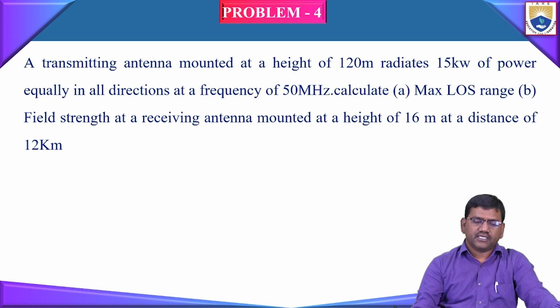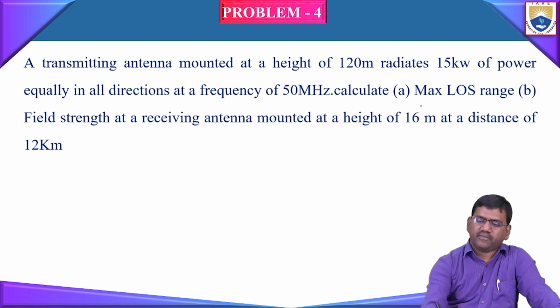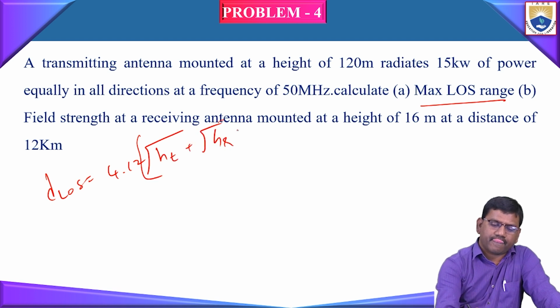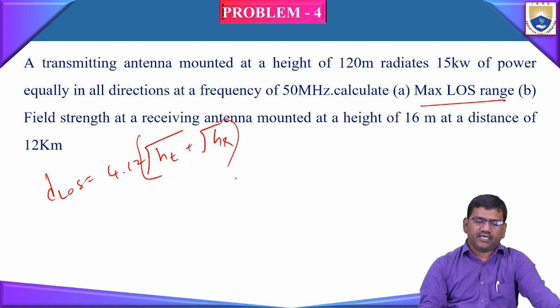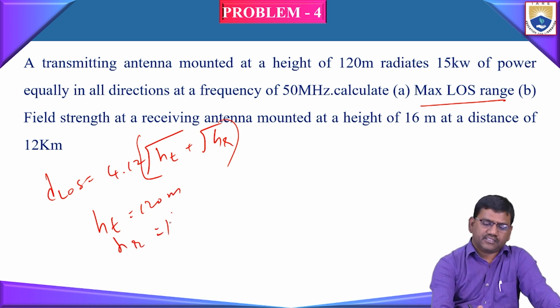We will come to the last problem, that is a transmitting antenna mounted at a height of 120 meters radiates 15 kilowatts of power equally in all directions at a frequency of 50 MHz. Calculate the maximum LOS range and field strength at a receiving antenna mounted at a height of 16 meters at a distance of 12 kilometers. So we need to calculate the maximum LOS range, that is DLOS. It is given by 4.12 into root HT plus root HR. So as per the given data, HT is given as 120 meters and HR is given as 16 meters.